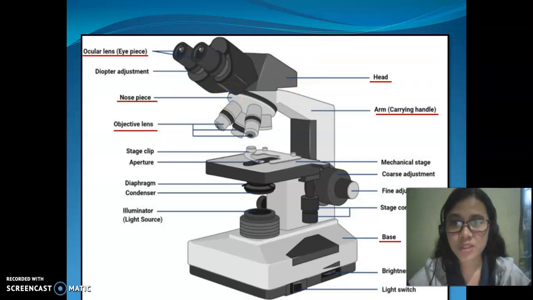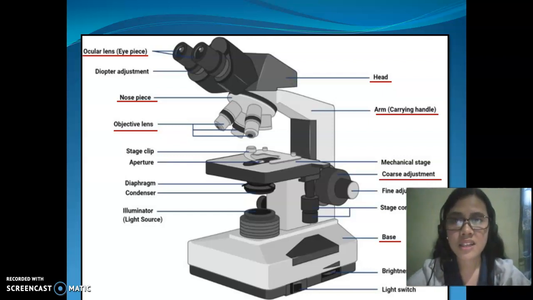Next one will be the nose piece. It is also known as the revolving turret. It holds the objective lenses. It is movable, hence it can revolve the objective lenses depending on the magnification power of the lens.